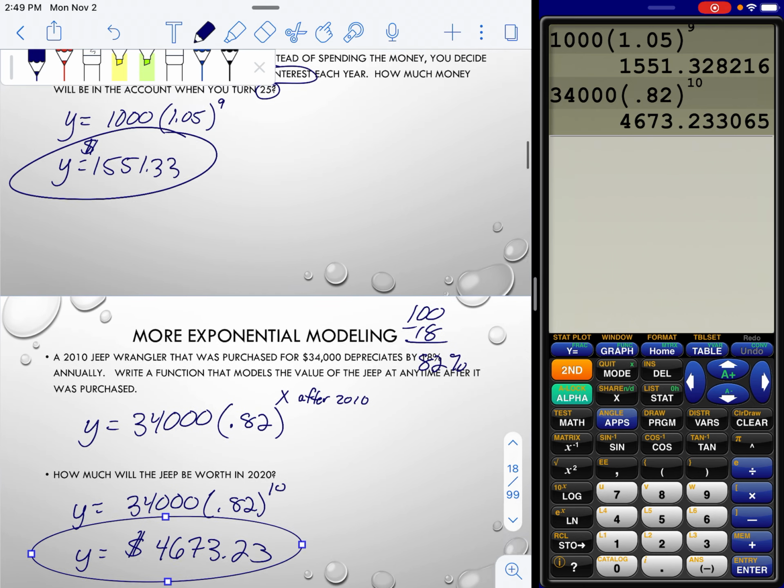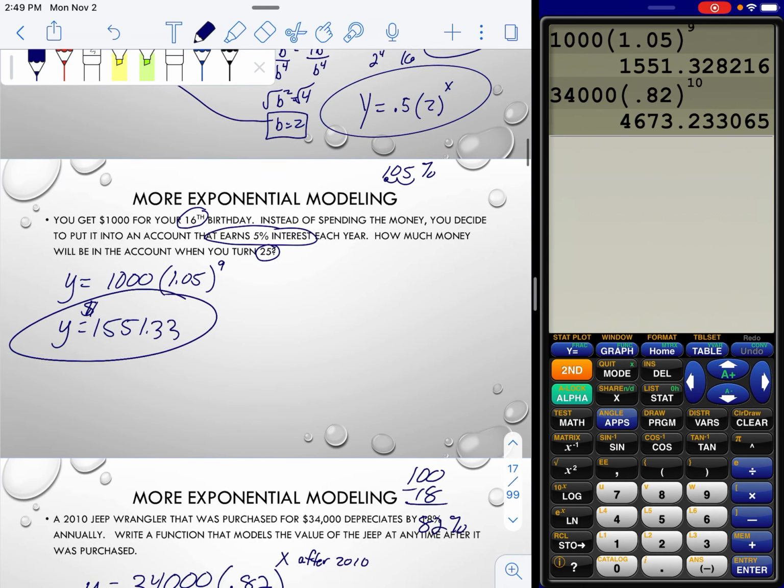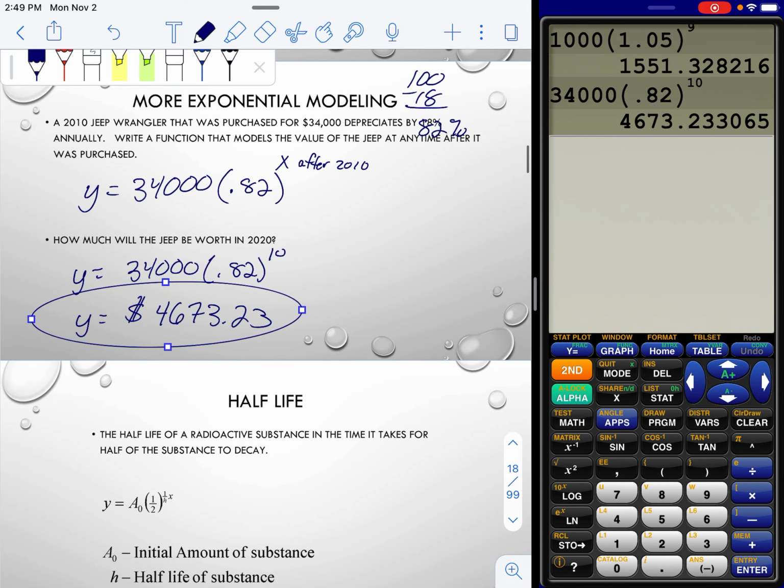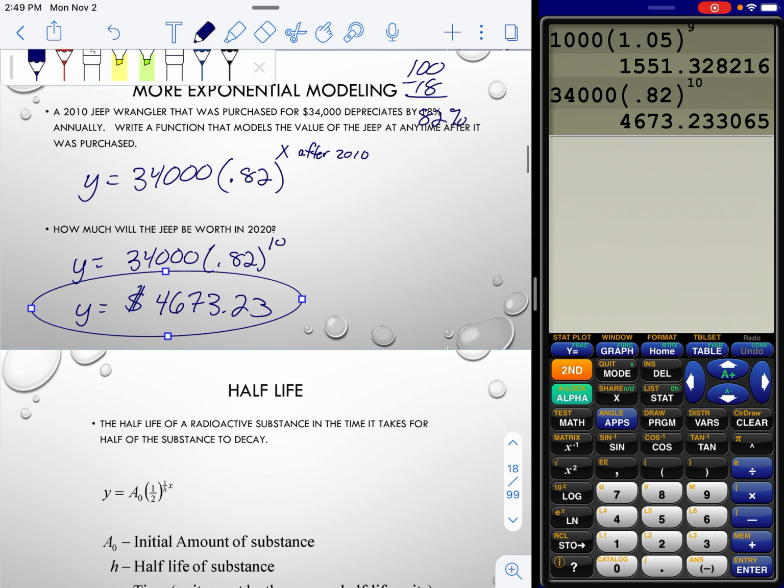All right, so these two questions here, again, talking about money and investing. We're going to get a little bit more detail with that here in the next couple of slides after half-life. But make sure you always have your unit of measurement there. Okay, we talk about bacteria, money, the number of this, number of that. Make sure you always have your units when answering a word problem.